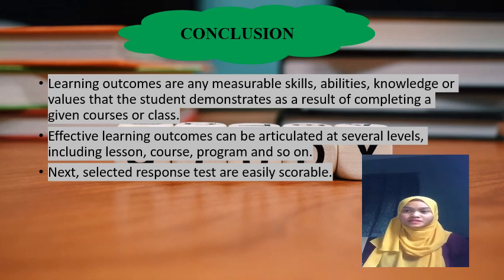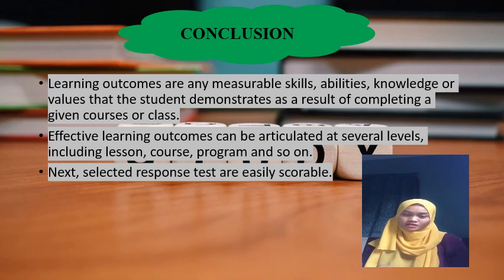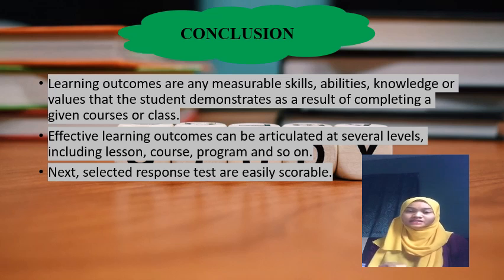any measurable skills, abilities, knowledge, or values that the student demonstrates as a result of completing a given course or class. An effective learning outcome can be articulated at several levels, including lesson, course, program, and so on. Why the selected response tests are easily scoreable for the student.